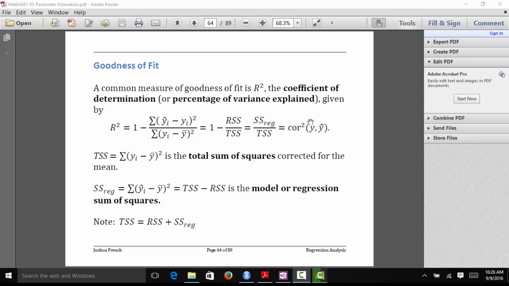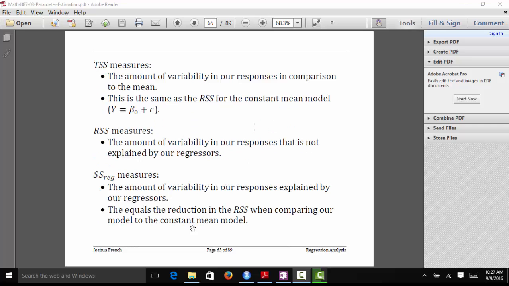Of course, this begs the question because we haven't defined the total sums of squares or the regression sums of squares. So let's do that right now. TSS, the total sums of squares, is the sum of the squared deviations between each response and the sample mean. The regression sums of squares is the sum of the squared differences between the fitted values and the sample mean. In fact, you can show that the regression sums of squares is equal to the total sums of squares minus the residual sums of squares. Another way of stating that, the total sums of squares is equal to the residual sums of squares plus the regression sums of squares.